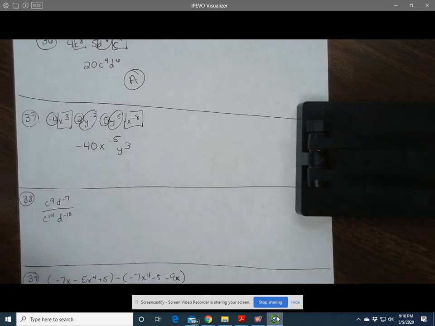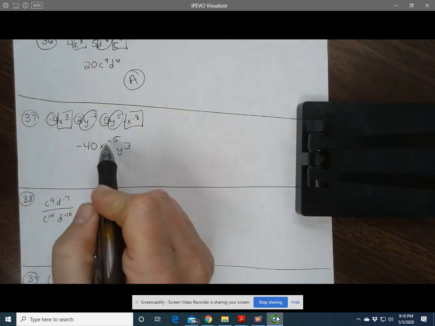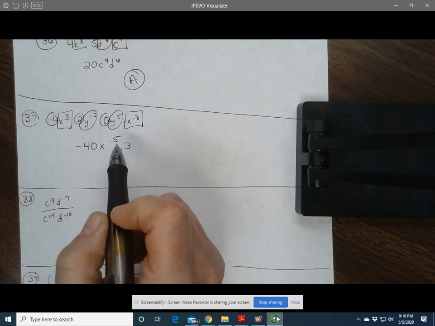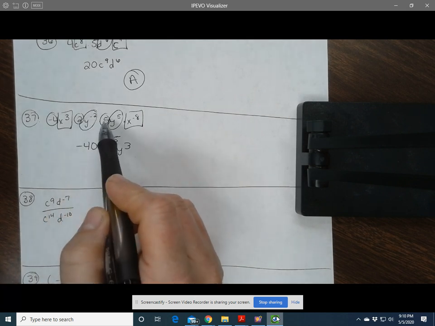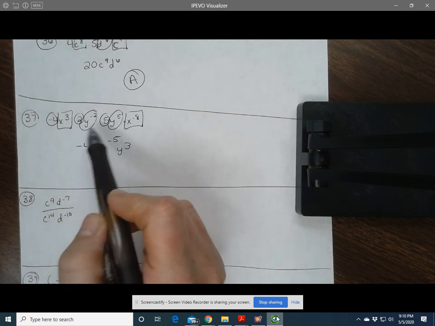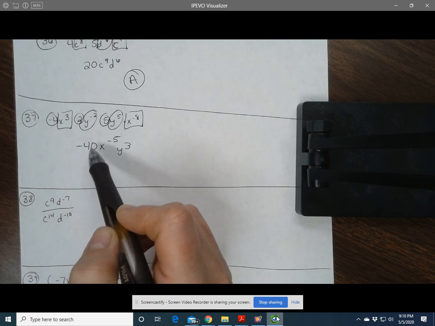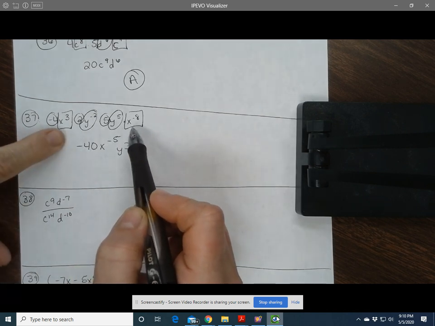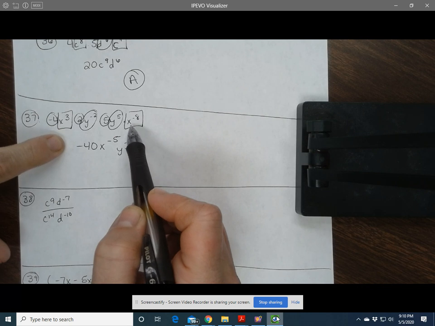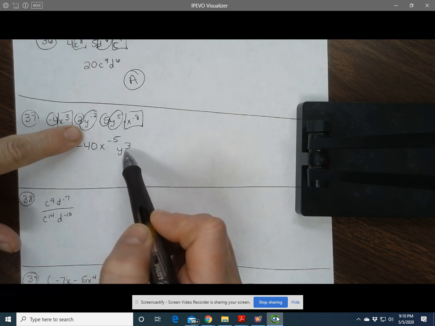Okay, I got cut off on 37, so I'll finish it here. I was almost done. Again, I multiplied all my numbers. -4 times 2 is -8 times 5 is -40. Combined my x's, which gives me x to the -5th. And then I combined my y's, which gives me y to the 3rd.